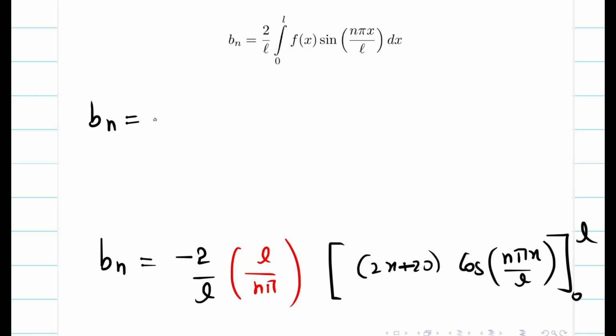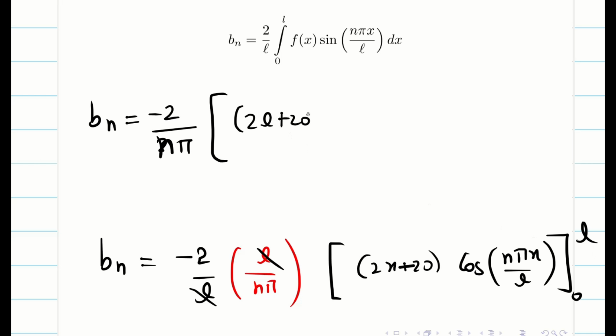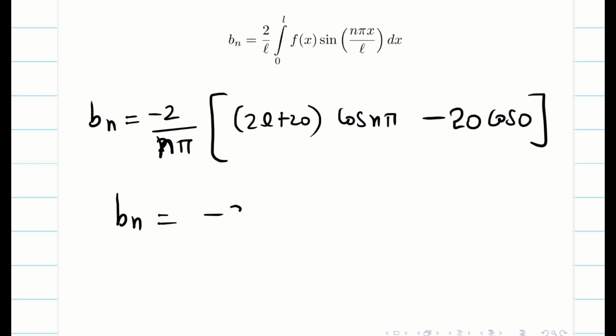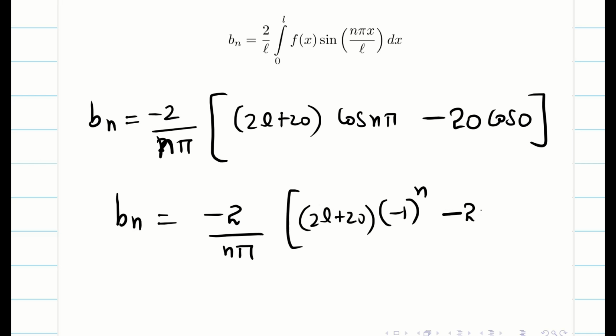Now substituting the upper and lower limits, we will have minus 2 by n pi. Upper limit is L, we will get (2L plus 20) cos n pi, minus lower limit is 0, so 2x will become 0, 20 into cos 0. Therefore, Bn is equal to minus 2 by n pi. We know that cos n pi is minus 1 whole power n, so (2L plus 20) into minus 1 power n, minus 20.